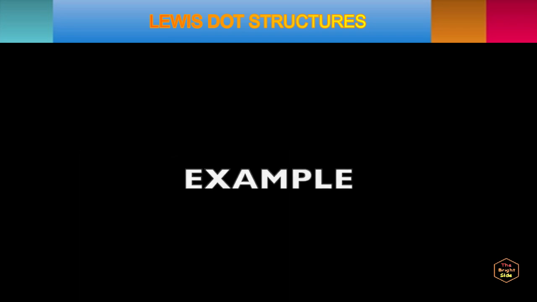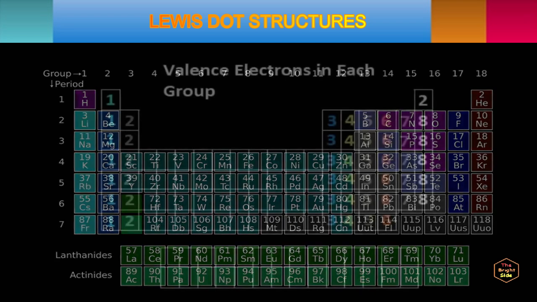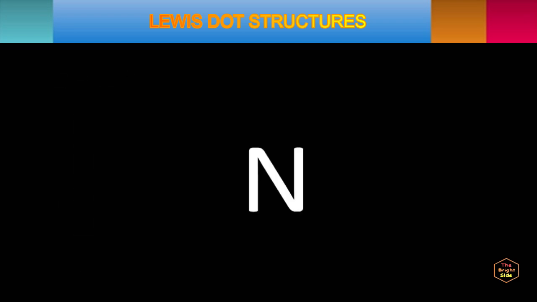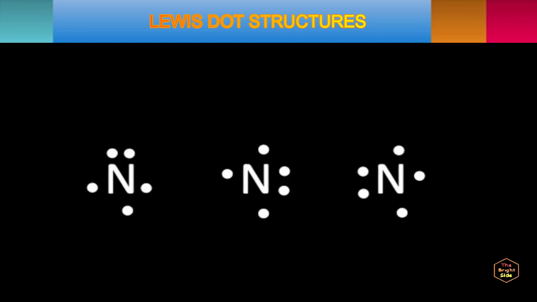Let's do an example, nitrogen. From the periodic table, we see that nitrogen is in group 15 and has 5 valence electrons on it. So we will place 5 dots around our symbol like this. Although some people prefer to place dots in a certain order, others don't. So if you look in different chemistry textbooks and on different websites, you may see any of these and perhaps others.